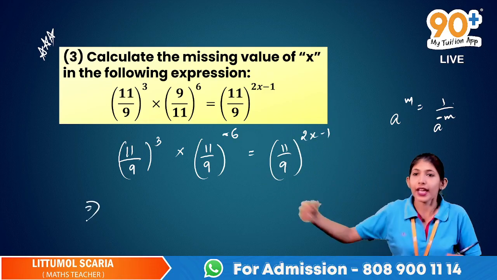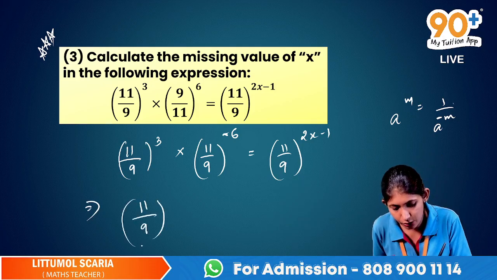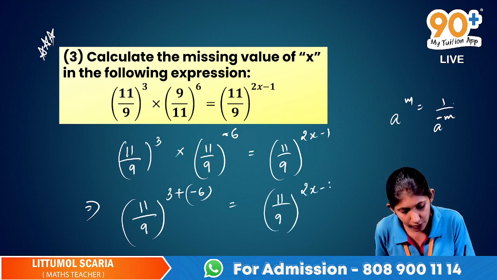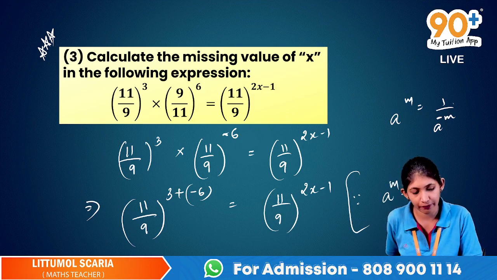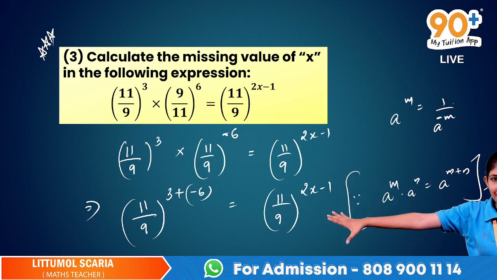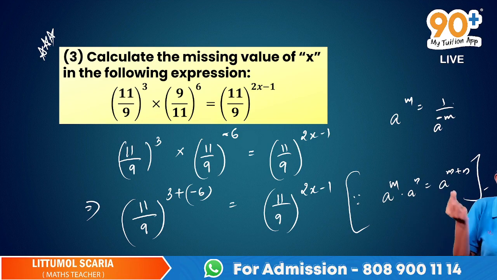Now a raised to m into a raised to n is equal to a raised to m plus n, is equal to 11 by 9 whole to the power 2x minus 1. Write the reason: a to the power m plus n. When the base is the same and the operation is multiplication, then directly add the powers.